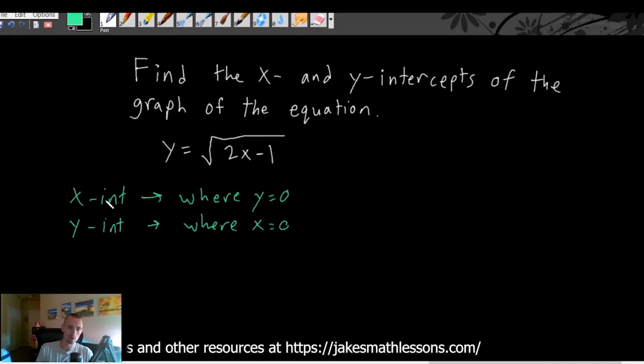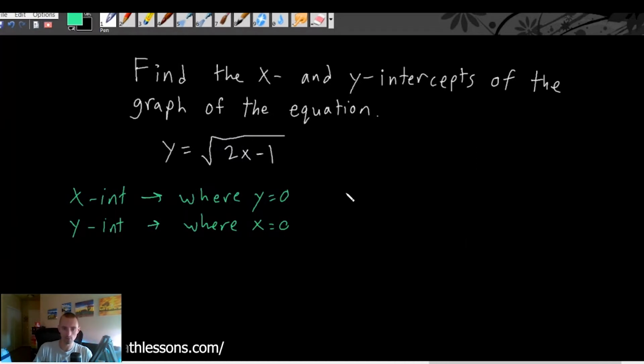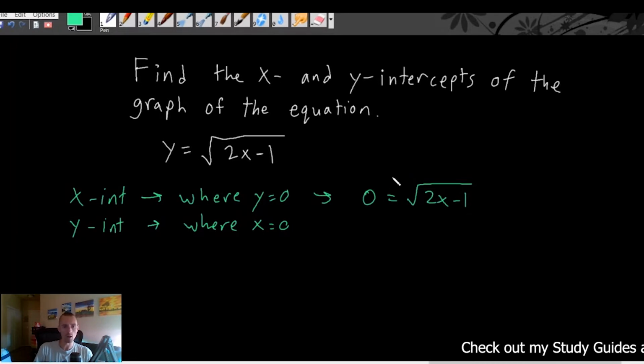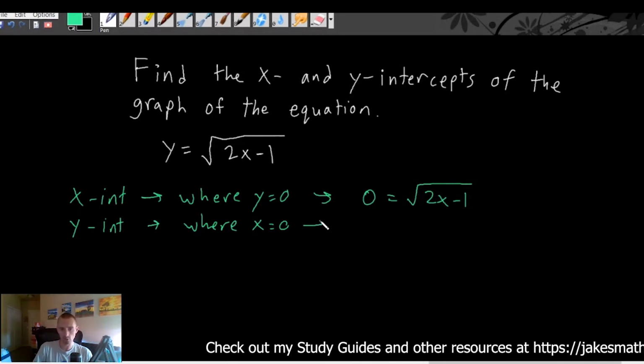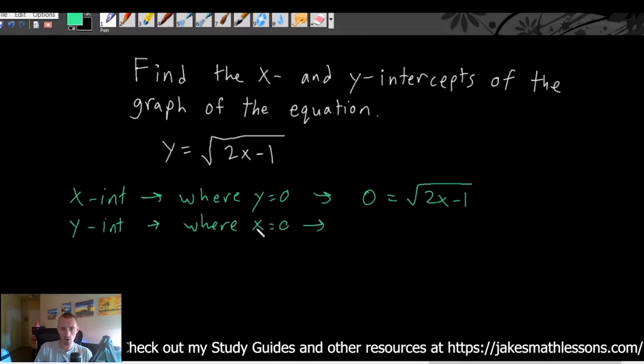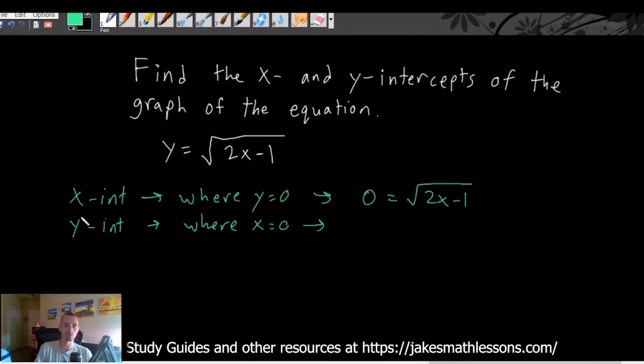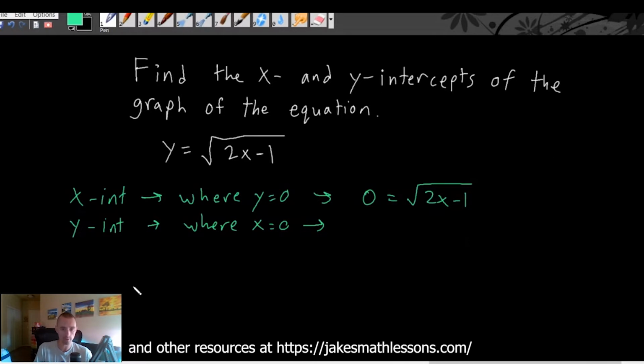To algebraically figure out where you have your x-intercepts, that is just where y equals 0. So if we go to our equation and replace the y with 0, so if y equals the square root of 2x minus 1, if we replace y with 0, that just gives us 0 equals the square root of 2x minus 1. Now, if we solve this equation for x, that should tell us where all of our x-intercepts are. And then similarly, if we replace our x's with 0 and then solve for y, that should tell us where our y-intercepts are.